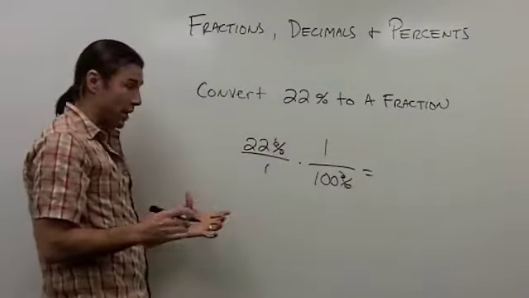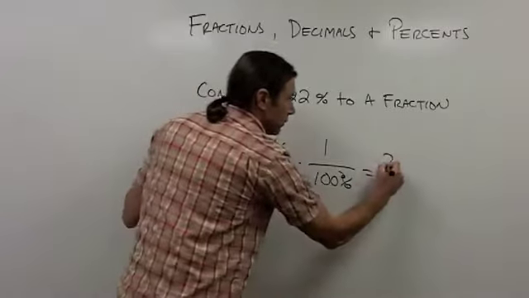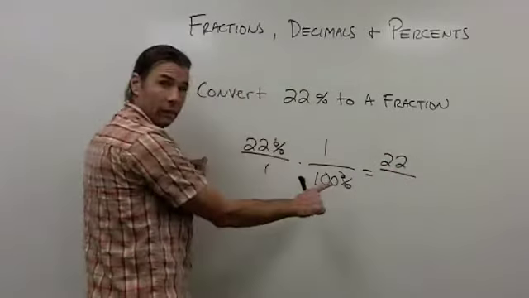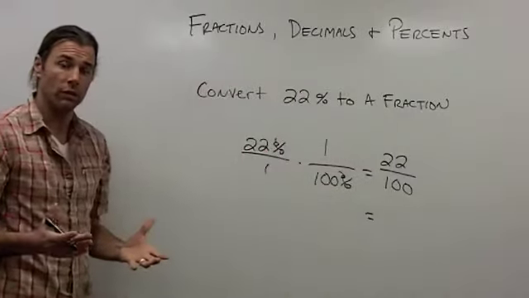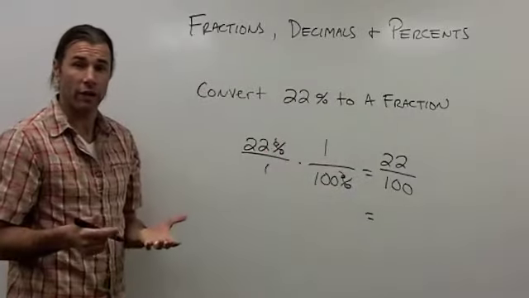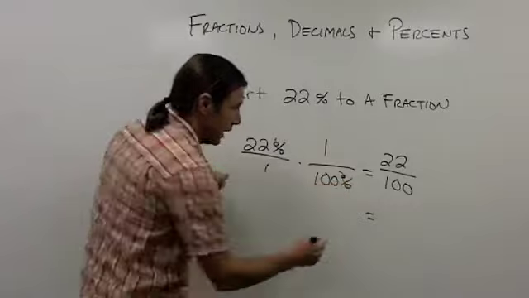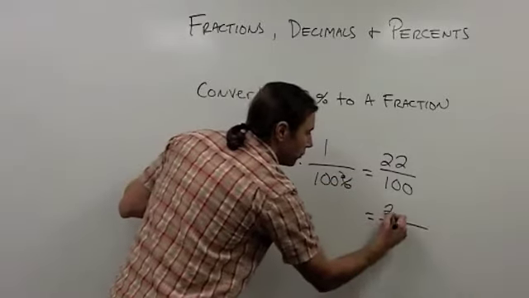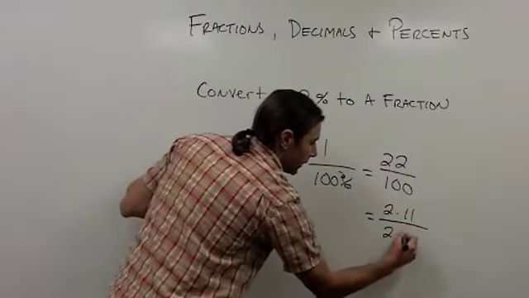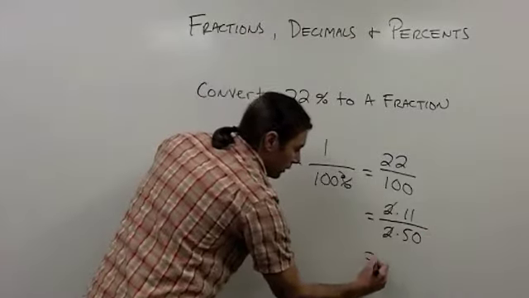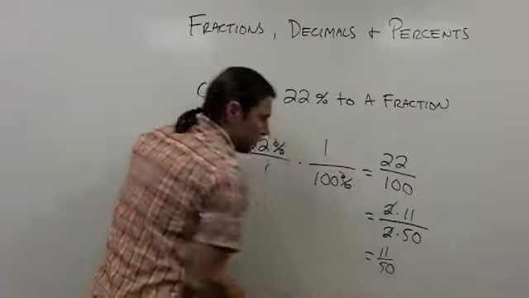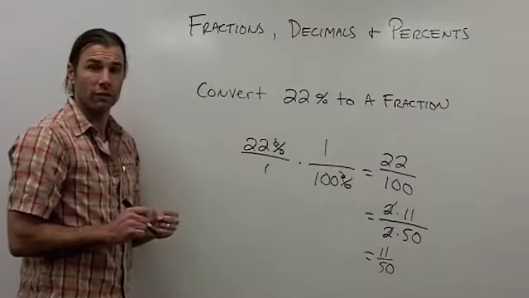When I multiply these two fractions together, in the numerator I'm going to get 22. The denominator, I'm going to get 100. So I get the fraction 22 hundredths. Now I just need to simplify that fraction. Well, it looks like a common factor of 2 is in both the numerator and the denominator. So I can divide that common factor of 2 out, and I'm left with 11 over 50, or 11/50ths.